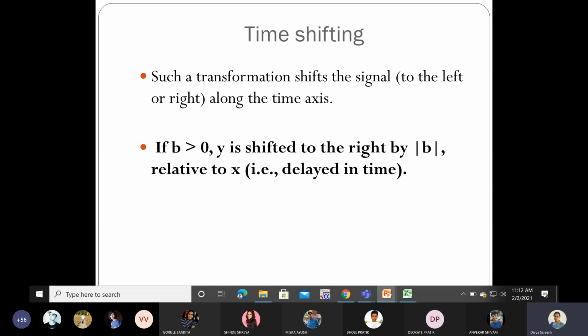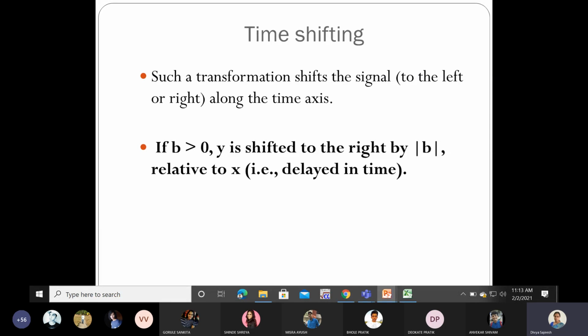That is, if b is greater than 0, that is x of t minus b, then the signal will be shifted to the right. It is known as delaying of the signal. The signal will be delayed because suppose your reference was the origin. Now by time interval b the signal is delayed. So after a time interval b only, the signal will start. Earlier it was at the origin, now it has been delayed by an interval b. So this is known as delaying of the signal.